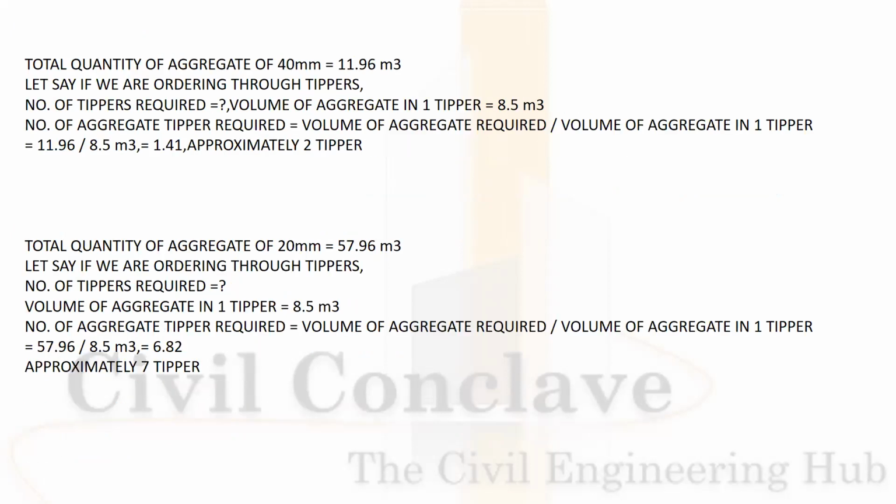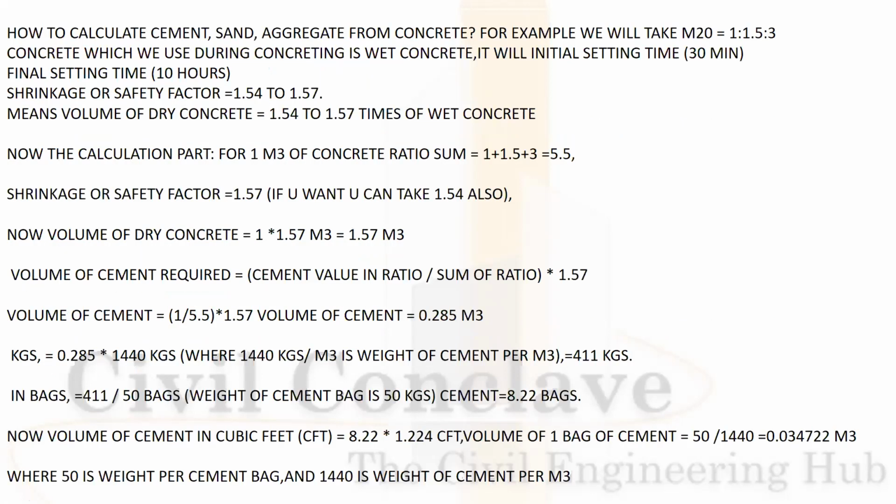Total quantity of aggregate 40 mm is 11.96 cubic meter. So the same way we are ordering a tipper. One tipper will consist of 8.5 cubic meter. Number of aggregate tippers required: 11.96 divided by 8.5, 1.41 tipper. Total quantity of aggregate 57.96 cubic meter. Volume of one truck will be 8.5 cubic meter. So the number of tippers required is 57.96 divided by 8.5, 6.82. That is 7 tippers.